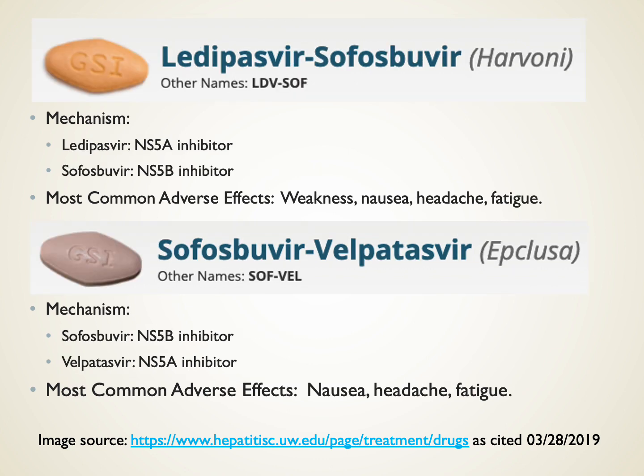The third one, probably the one that has the most name recognition for clinicians, is Harvoni. And this is an NS5A and NS5B inhibitor, also pretty well tolerated, with weakness, nausea, headache, and fatigue being the major side effects. And finally, Epclusa is an NS5A and NS5B inhibitor combination as well, also pretty well tolerated. And so you'll see these regimens there.